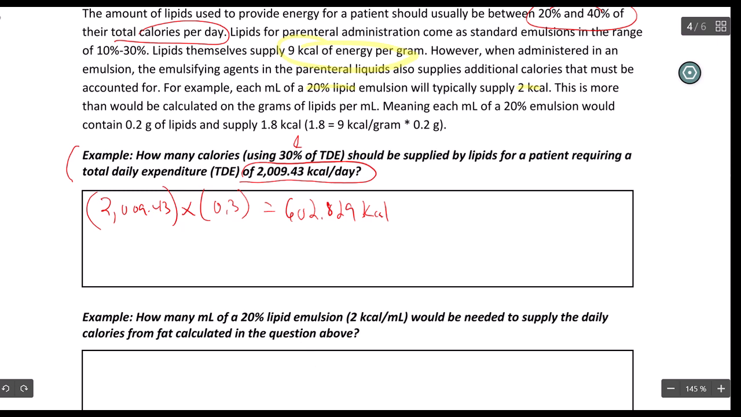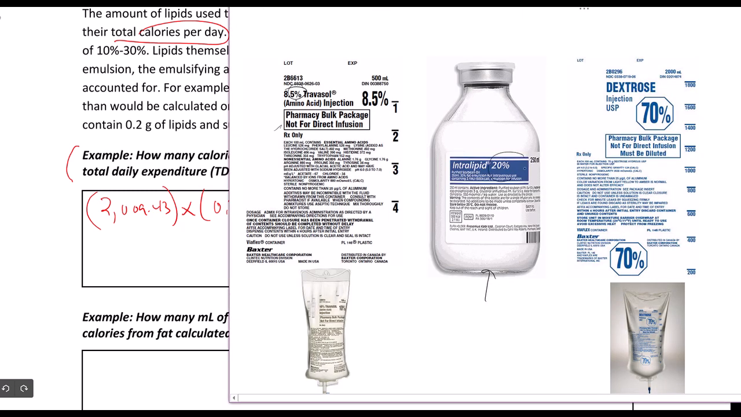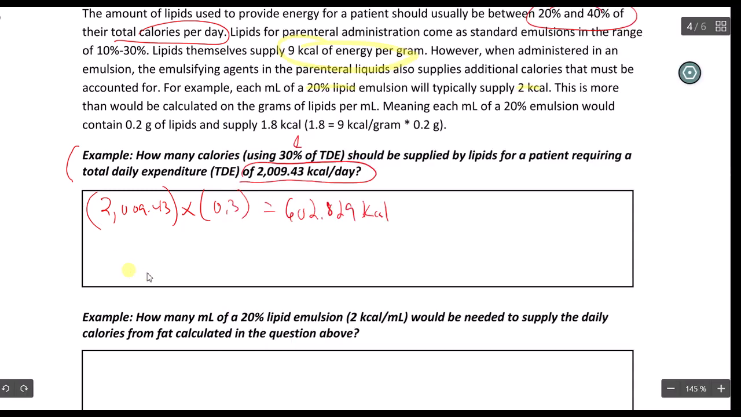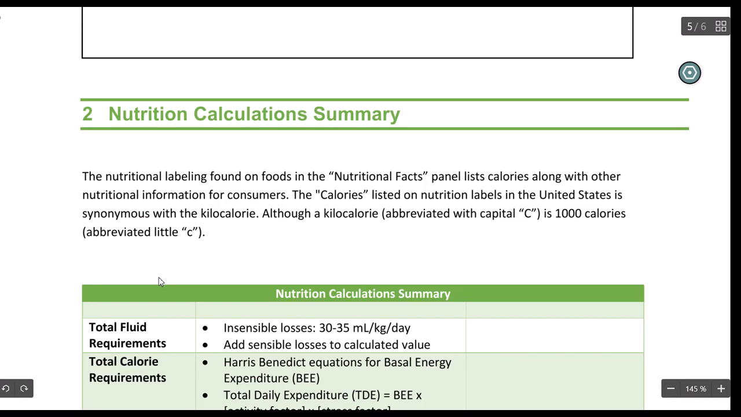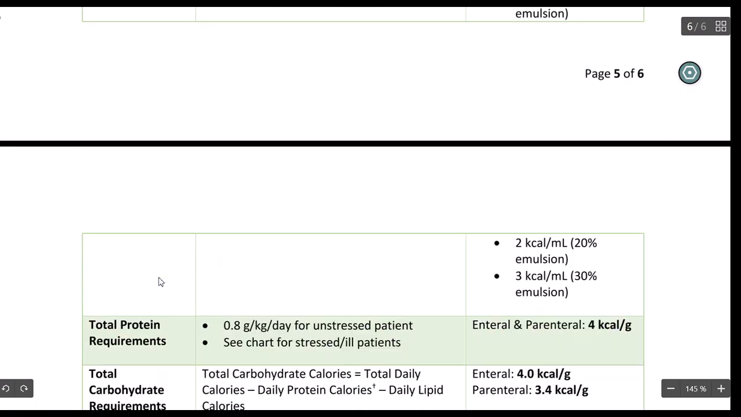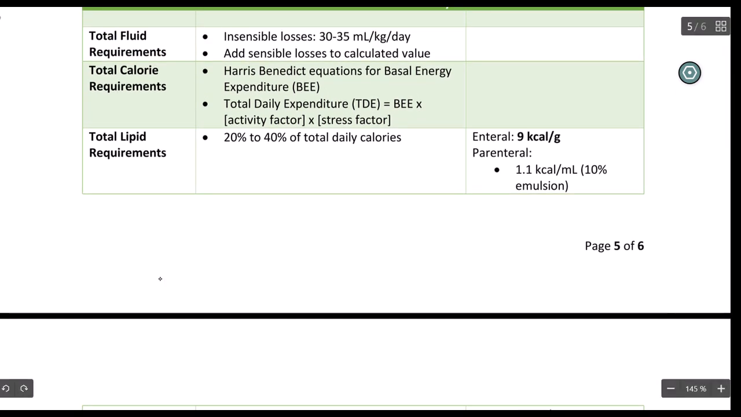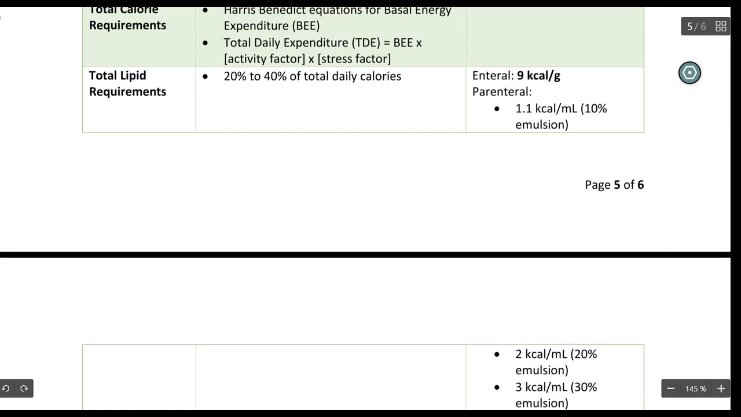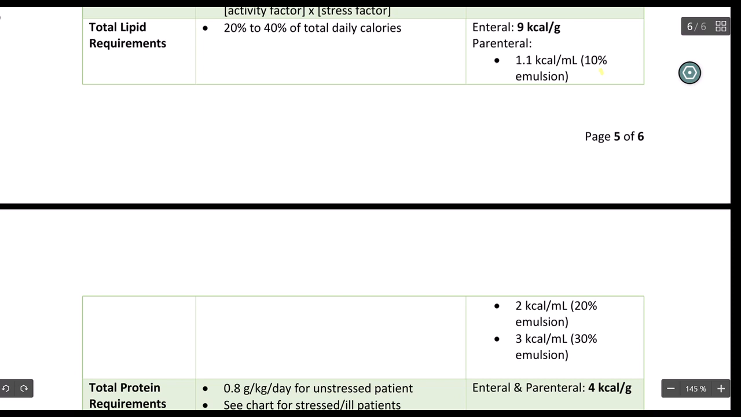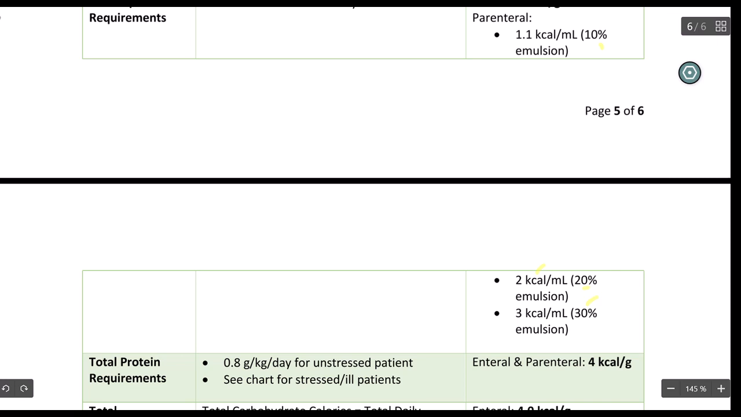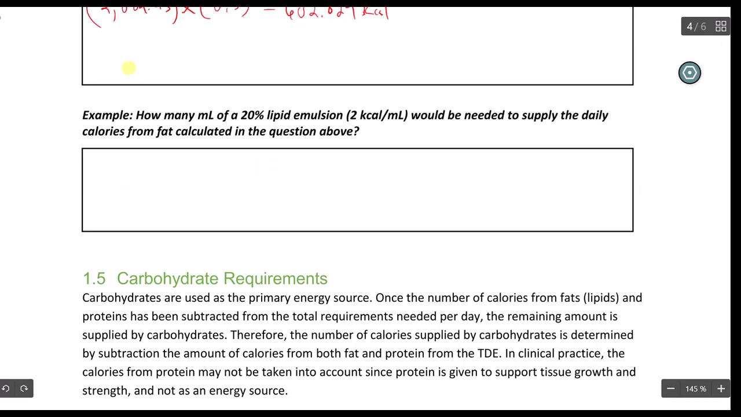That is shown sort of here. We have a 20%. And we can find out that, I'm going to scroll down here to our end here, in this little chart that's going to summarize everything we talk about. If it's given enteral, which means it's given by mouth, lipids are 10 kilocalories per gram. If it's given parenterally in these emulsions, it's 1.1 kilocalories per ml for 10%. It's 2 kilocalories for the 20%, and it's 3 kilocalories per ml for the 30%. So let's go back up to what that is.